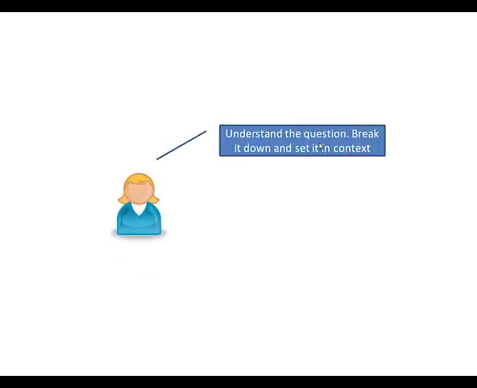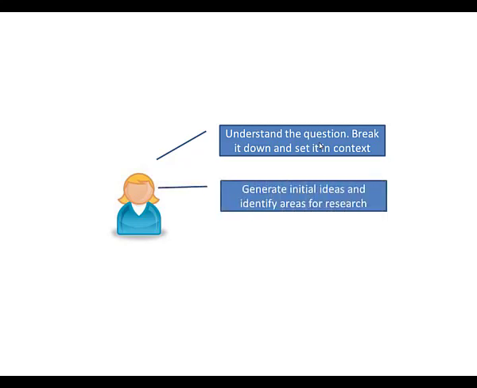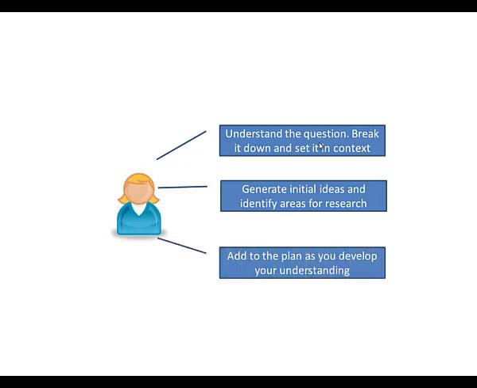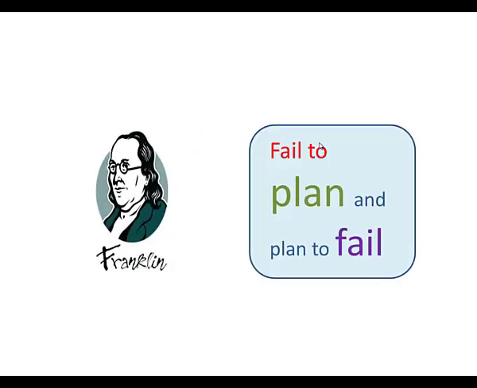So to recap, the steps involved in planning an essay are: firstly, to spend time understanding the question, setting it in some context and breaking it down and understanding why the question is important. Then, generating your ideas in the form of a plan and identifying areas for further research. And finally, keep adding to the plan as you develop your understanding. Or, put more simply, in the words of Benjamin Franklin, fail to plan and plan to fail.